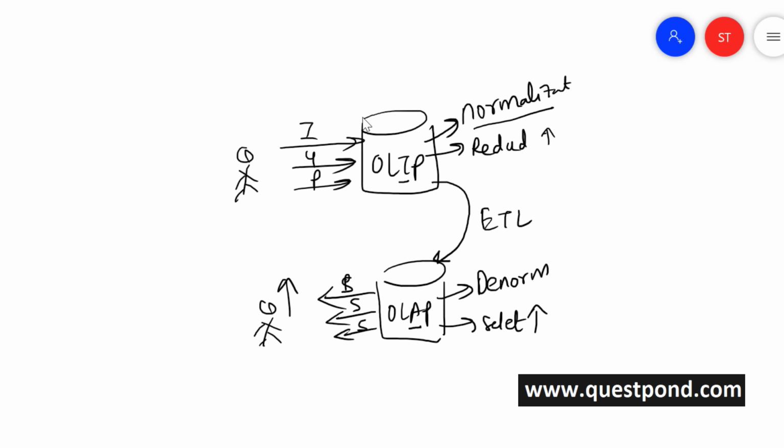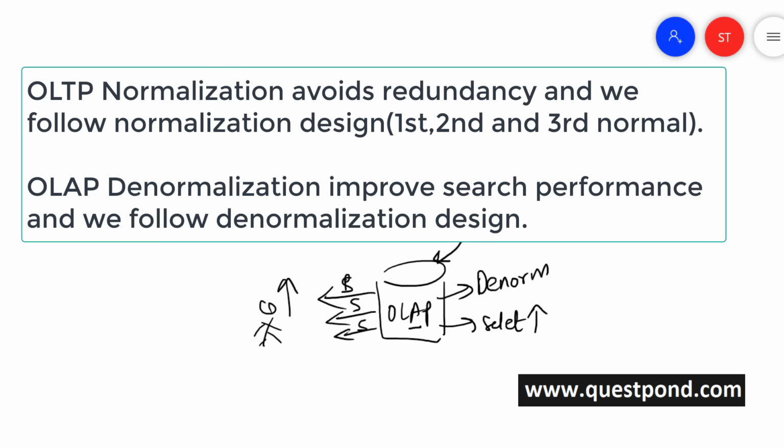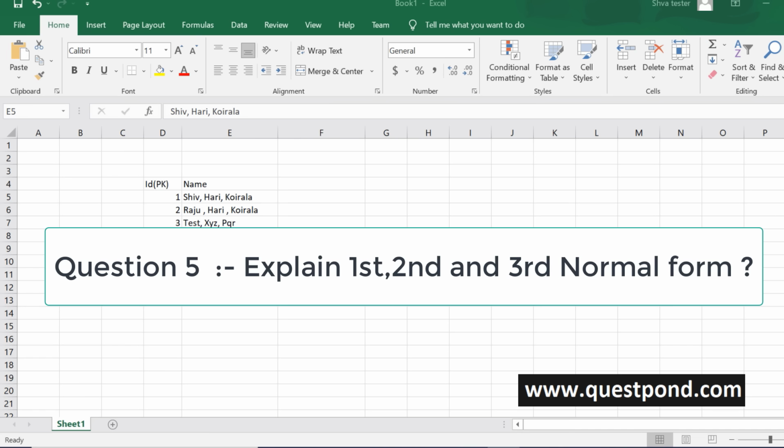So OLTP and OLAP are nothing but systems wherein in the online transaction processing system, we follow normalization. We want to avoid redundancy. While in the OLAP system, we denormalize. We want the selects to be faster.